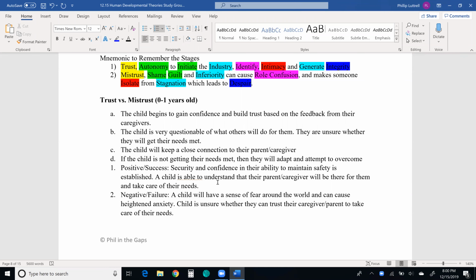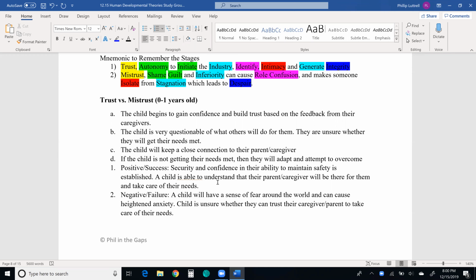Because with repetition and things getting done, you start to build patterns and start to build trust with other people. So this is where the child will keep a close connection to their parent or caregiver. And if it is not met, then they will have to adapt and overcome and figure out ways for them to get their needs met in some way, shape, or form. So within each stage, there's going to be a positive or success or negative or failure.